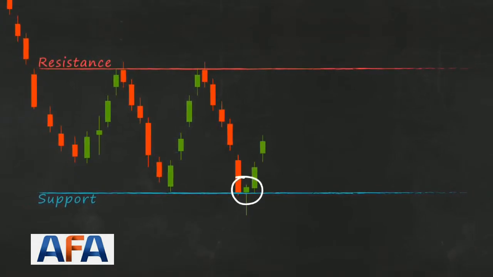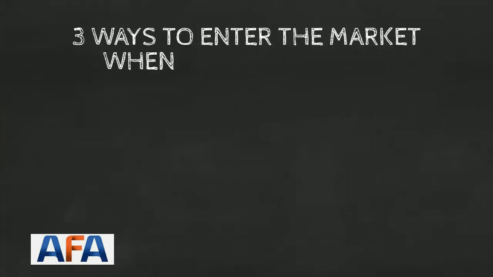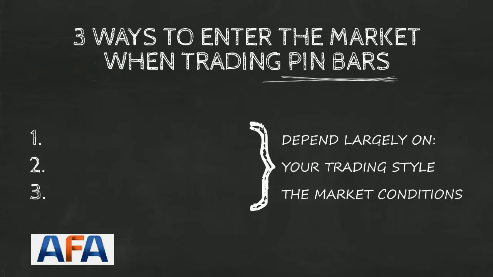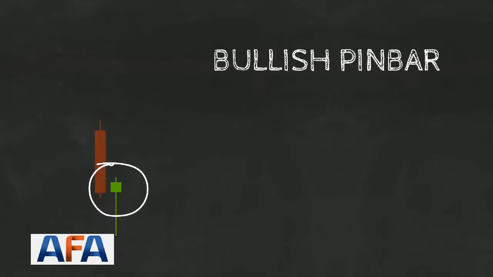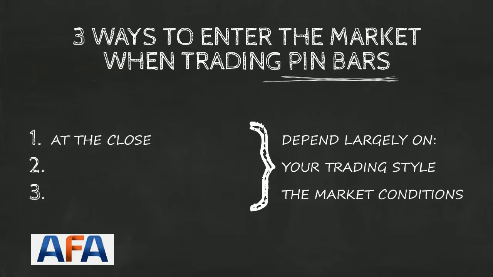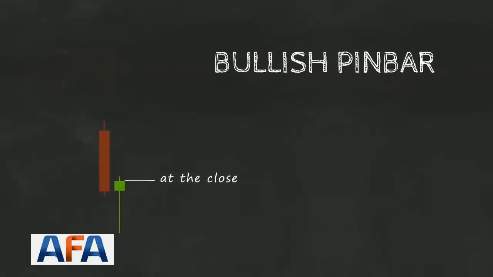Once you have a valid pin bar setup, you are ready to prepare your entry. We will discuss 3 ways to enter the market when trading pin bars. All 3 have merit and will depend largely on your trading style and market conditions. To illustrate the entries, we will consider a bullish pin bar. Here you see a pin bar with all the characteristics we just mentioned. The first entry is at the close of this bar. The advantage of this entry is that you are sure to be filled and be in the trade.